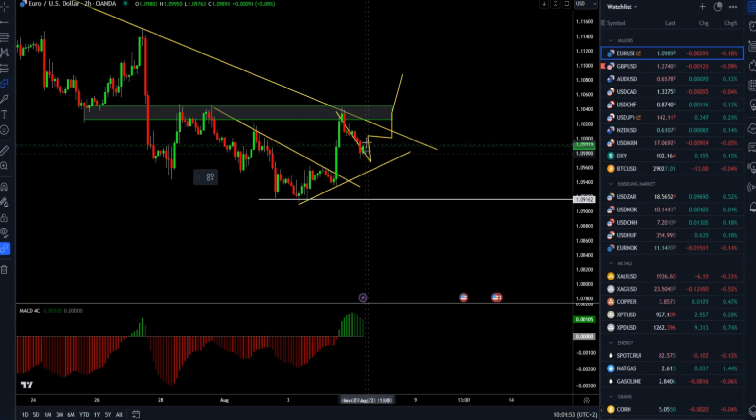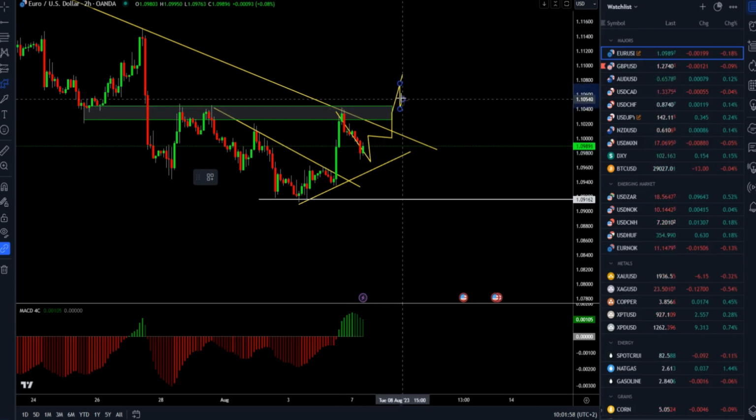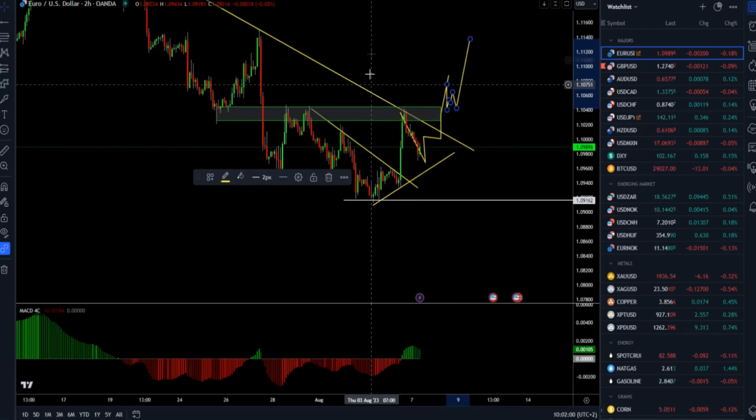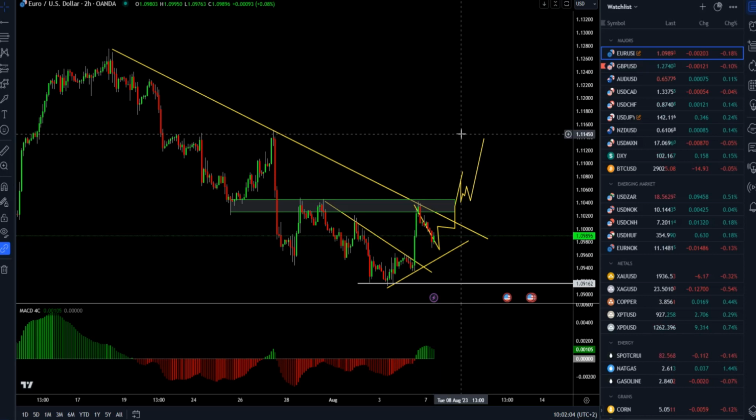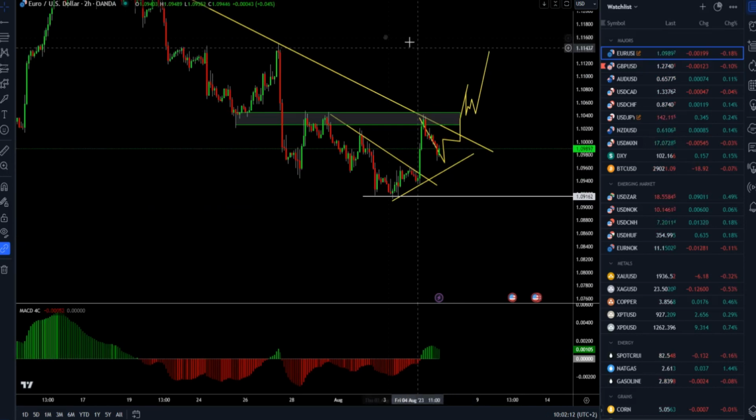Ideally, if the market can find the buyers to overtake 1.1047 and then eventually to hold above, this can be a very good sign for some short-term further upside continuation on the euro dollar, and maybe even for the retest of the 1.1140 level. Now this is for the upside scenario.